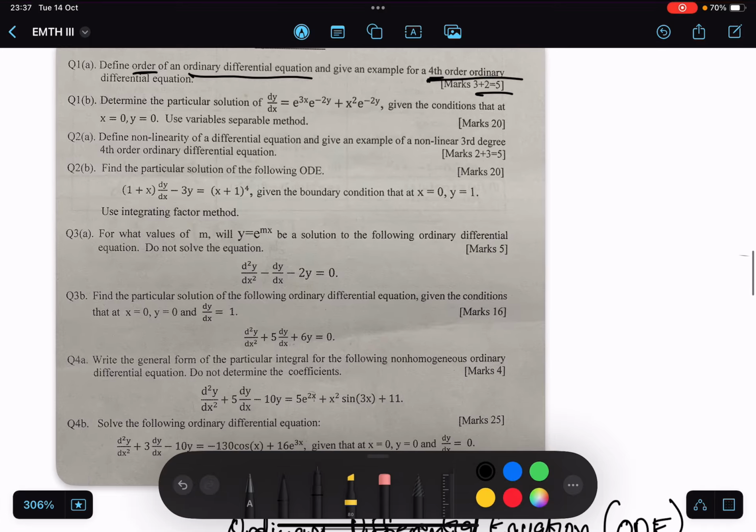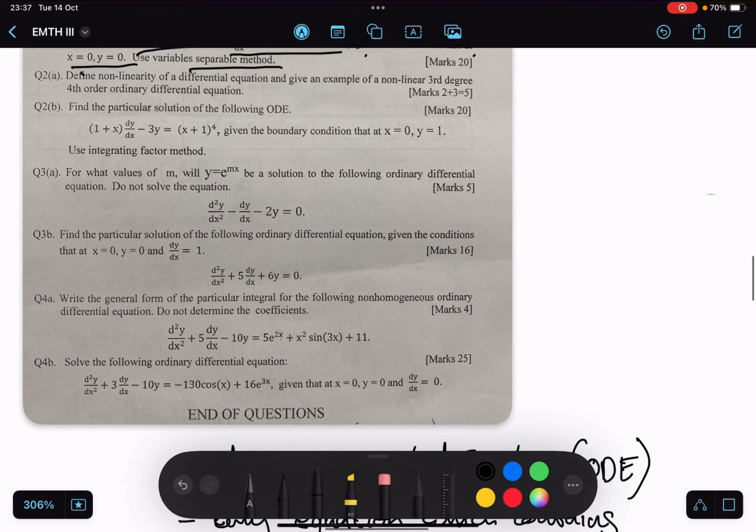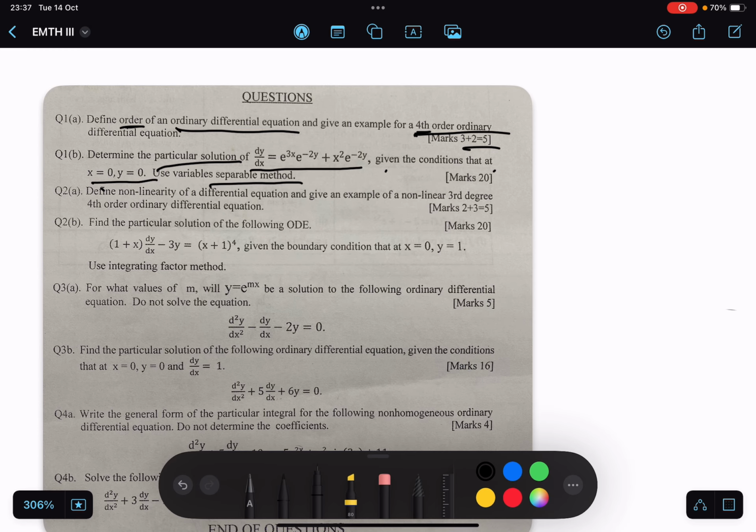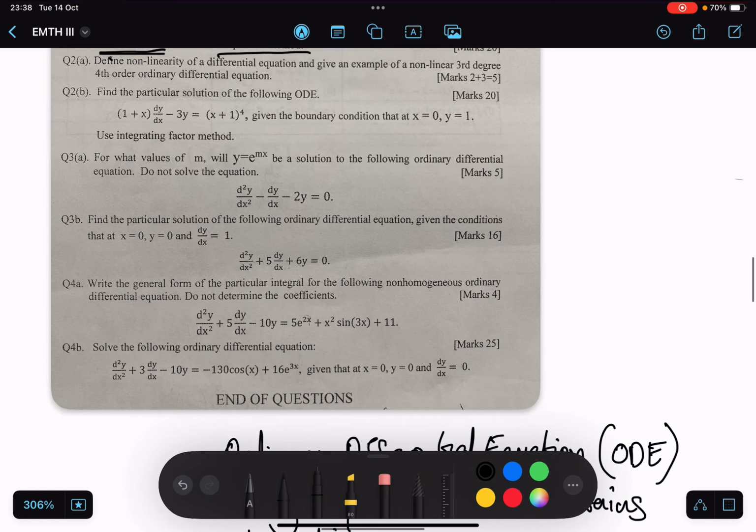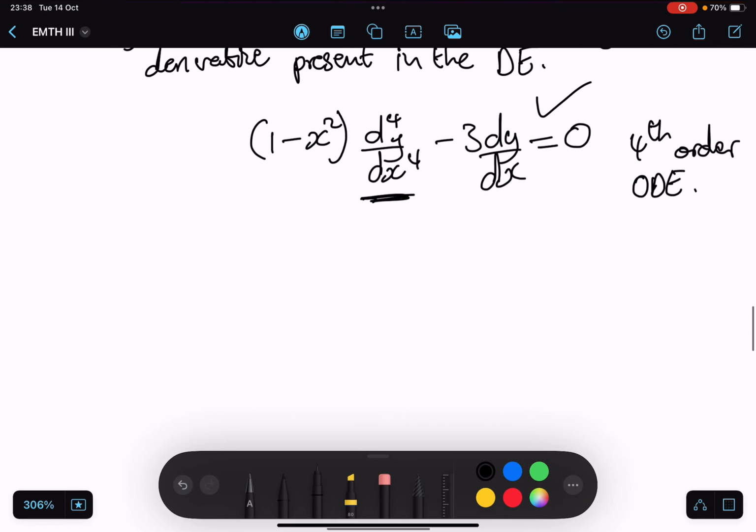And then question 1b says determine the particular solution of this differential equation given the conditions, and we should use the variables separable method. So we are given this information, and also we are given the conditions. We are tasked to find a particular solution for this differential equation.